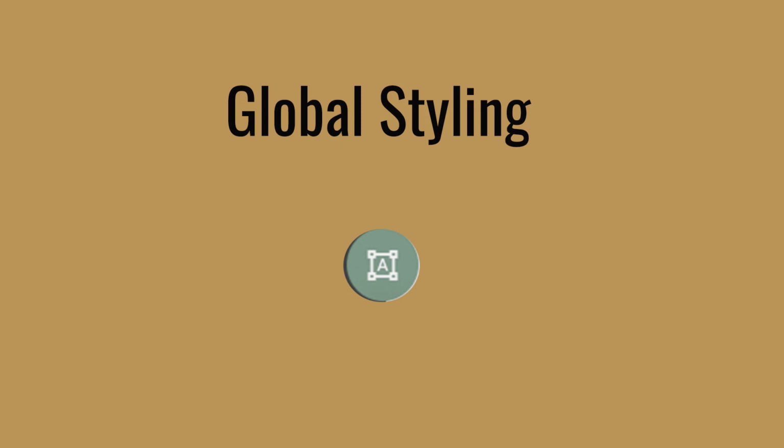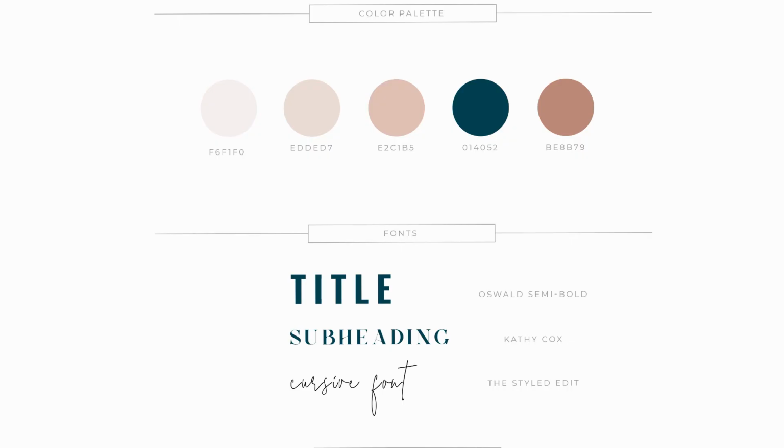So global styling is where you would set the fonts and the colors that you're going to use throughout your website. Now, any professional designer will know that it's important to have the same fonts used across your website, across your print media, across your social media, and your colors that represent your brand.